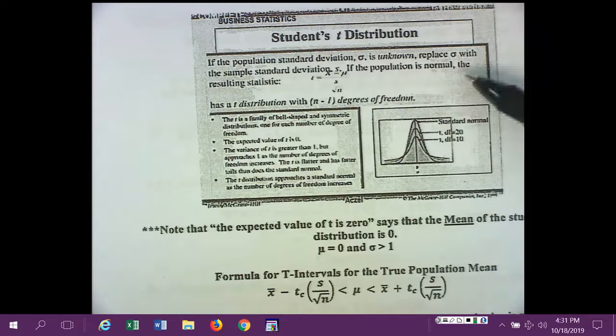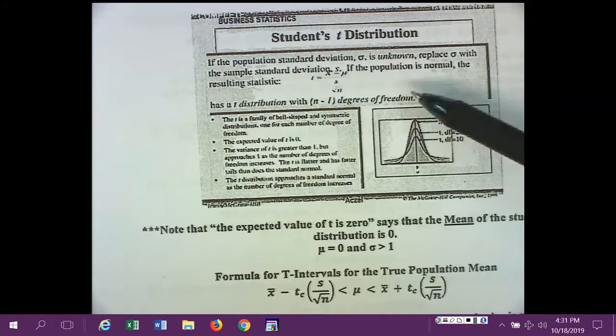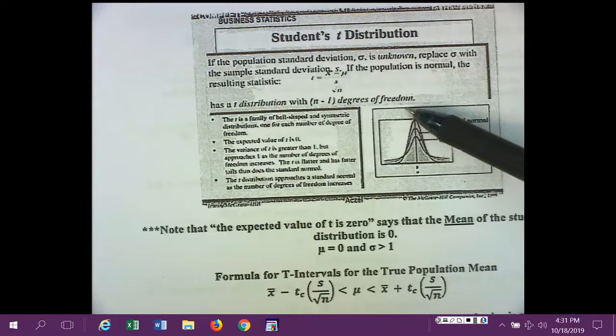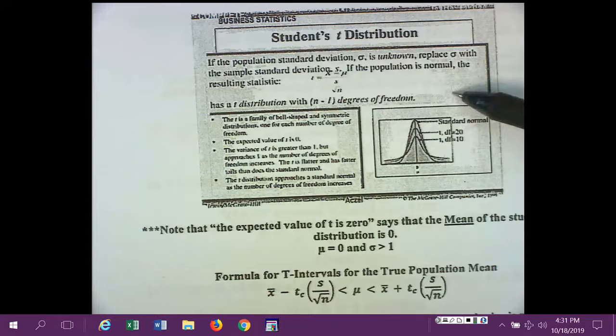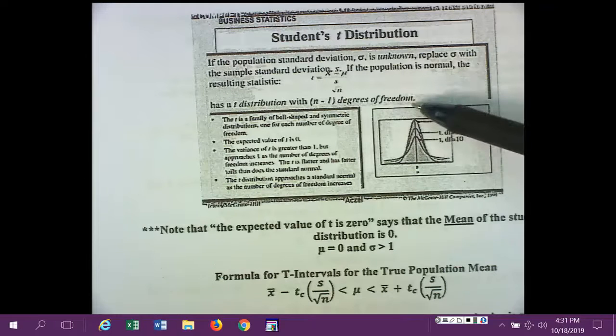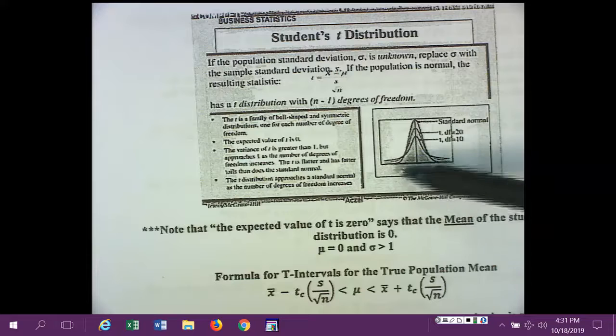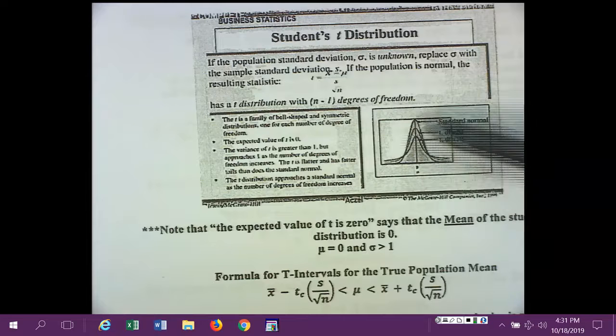Another property of the student t-distribution that sets it apart from the z-distribution is that it's based on something called degrees of freedom. It involves sample size, lowercase n, minus 1. If you are interested in learning more about this property and degrees of freedom, and how the t-distribution is not just one curve, but is a family of curves based on degrees of freedom or sample size, please read your textbook.